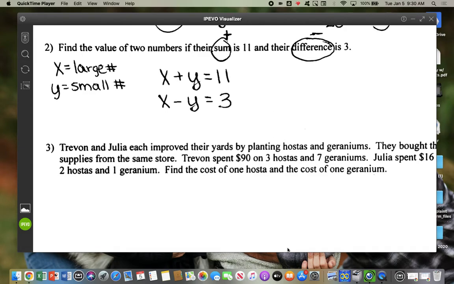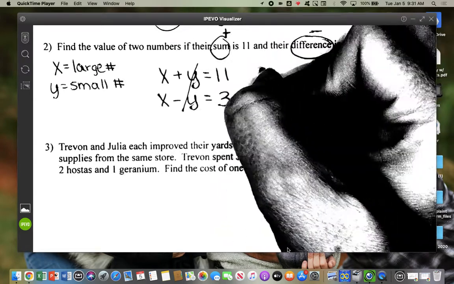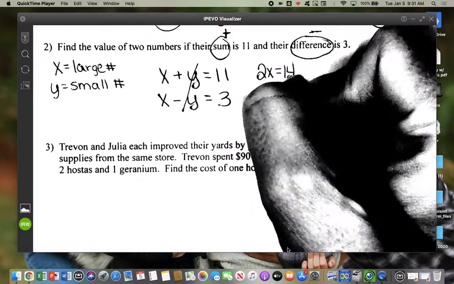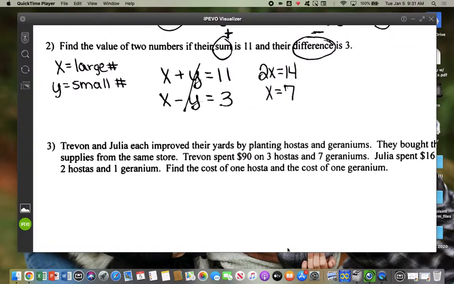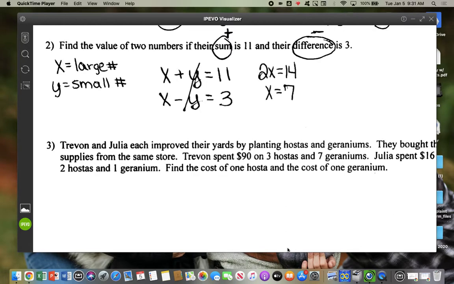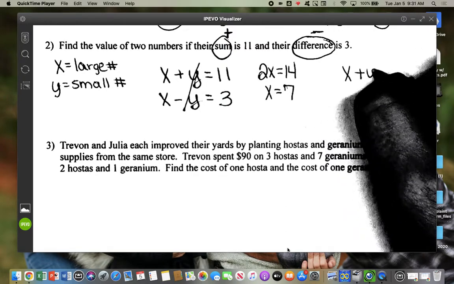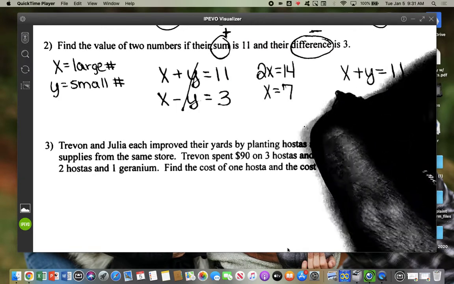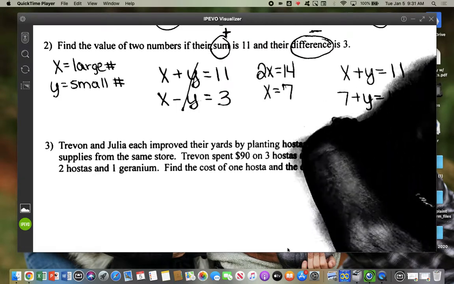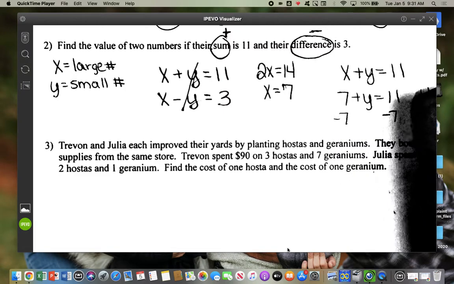You're going to say, do we have to multiply on this one, or does something already eliminate? Look at your signs. Tell me what you guys see. What eliminates? The y's. All right, so then we got 2x equals 14 and gives us an x value of 7. And then you can pick, I'm going to pick the top equation just because I don't like negative numbers. So I got 7 plus y equals 11. Subtract that over, and I get y is 4.